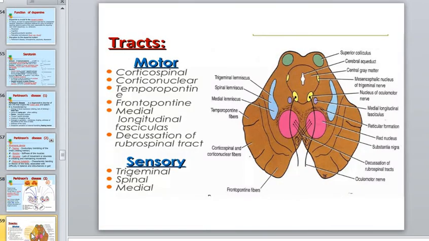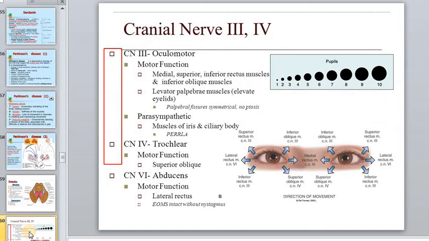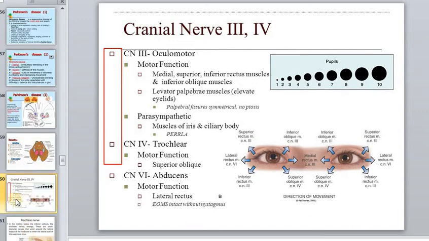So tracts, here we can find in this part of the brain a lot of tracts, motor tracts and sensory tracts too. And also we have the special nerves. We have the cranial nerves. You see these nerves, oculomotor and trochlear, and these nerves allow us to move our eyes.